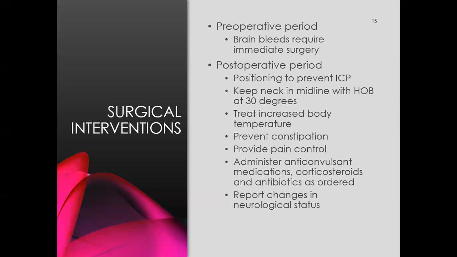In the post-op period following a surgical intervention for a traumatic brain injury, we want to position the patient to prevent an increase in intracranial pressure. We also want to keep their neck in midline with the head of the bed about 30 degrees. We want to treat any increase in body temperature. Remember, traumatic brain injury can affect the temperature control centers of the brain. Also, we want to prevent constipation, provide good pain control, administer anticonvulsants, corticosteroids, and antibiotics per orders, and report any changes in our neurostatus.